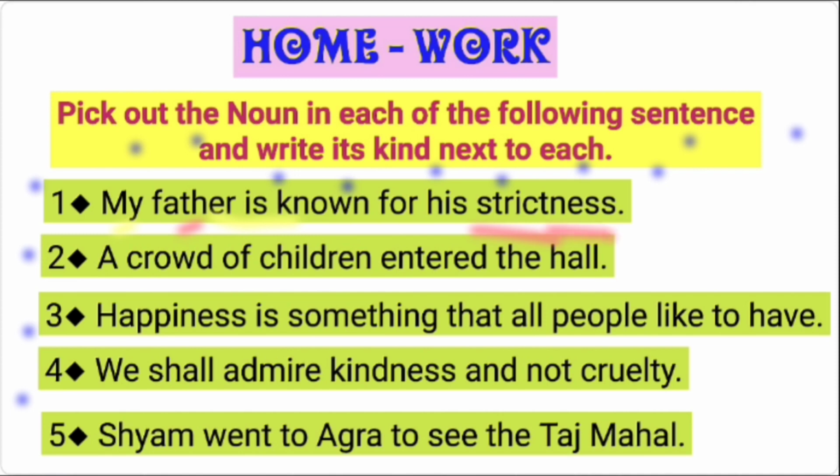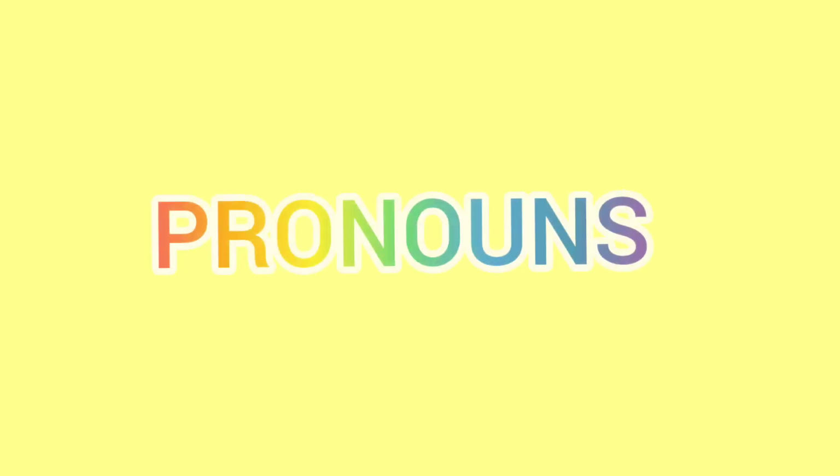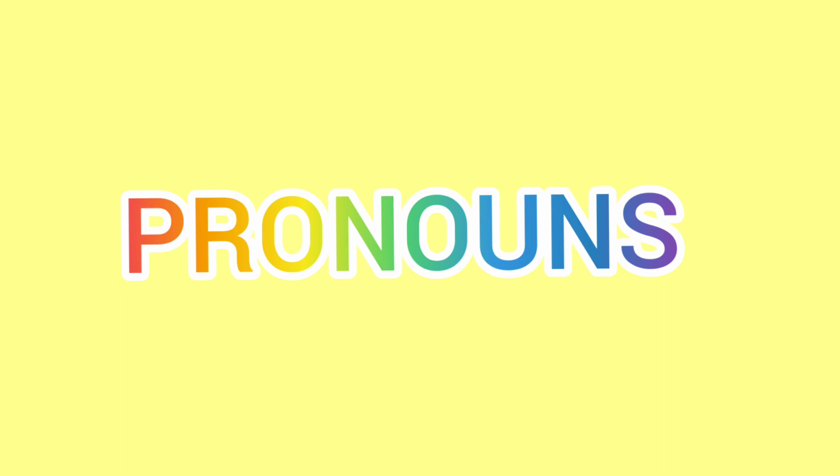Strictness is an abstract noun because we can only feel the strictness of our teacher, the principal, our parents, but we cannot touch it. So, you have to write common noun before father and abstract noun before strictness. Like this, you have to solve all the other 4 sentences. And now we are going to read about pronouns.